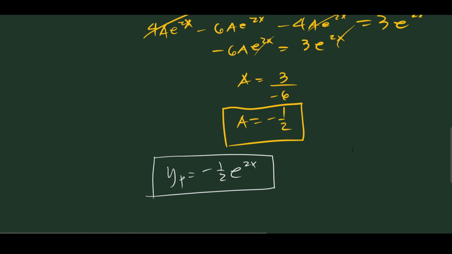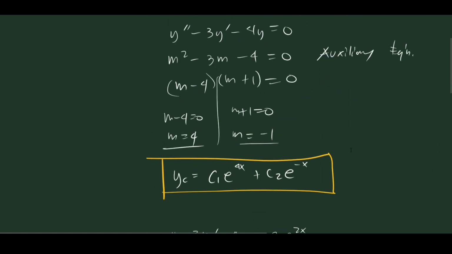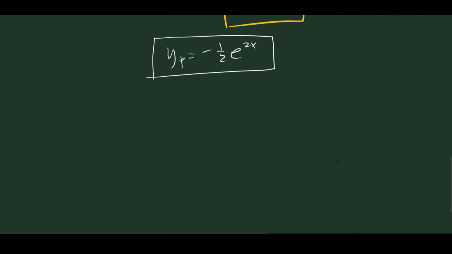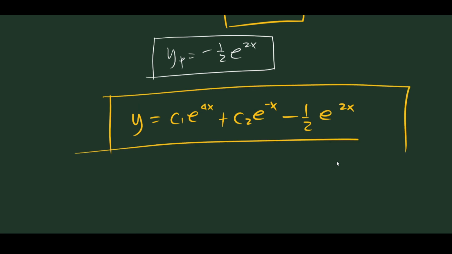Okay. So now that we have our particular solution and our complementary function yc, we can now get the final answer. The general solution of our non-homogeneous equation is y is equal to c1 e raised to 4x plus c2 e raised to negative x minus 1/2 e raised to 2x. Okay, so this is now our answer.